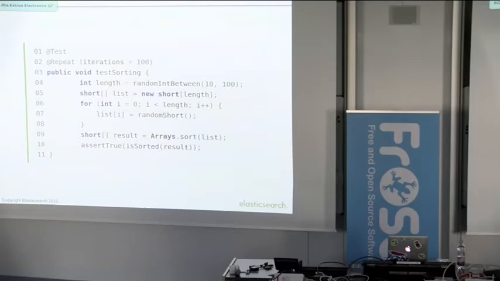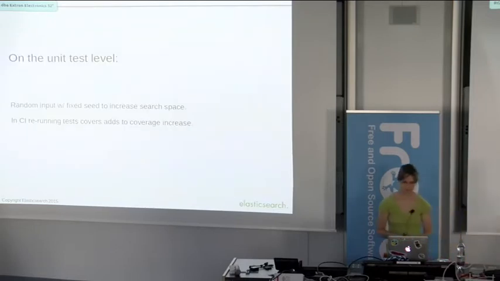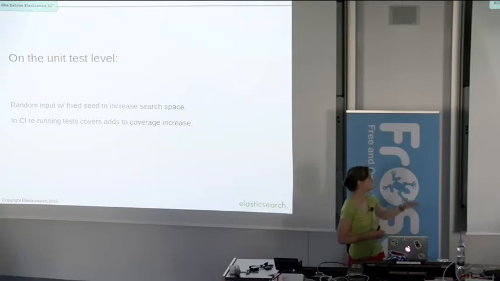As explained before, we do the sorting in our sorting algorithm, and in the end, we just check that the array is sorted. So, to summarize, on the unit test level, we generate input with a fixed seed, so we can repeat our tests if they fail, in order to increase the search space for bugs in our code. During continuous integration, we can rerun tests to cover as much data as we want and as we need. We can even specify to just run the iterations during continuous integration, and on the local box, just run it on one data set.